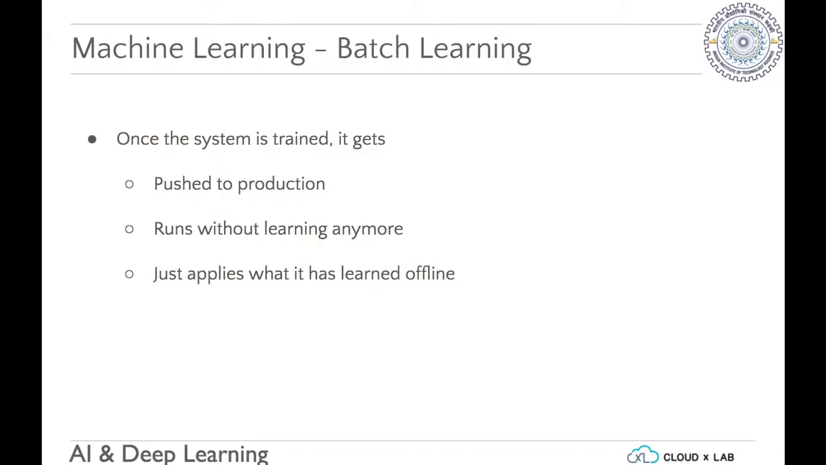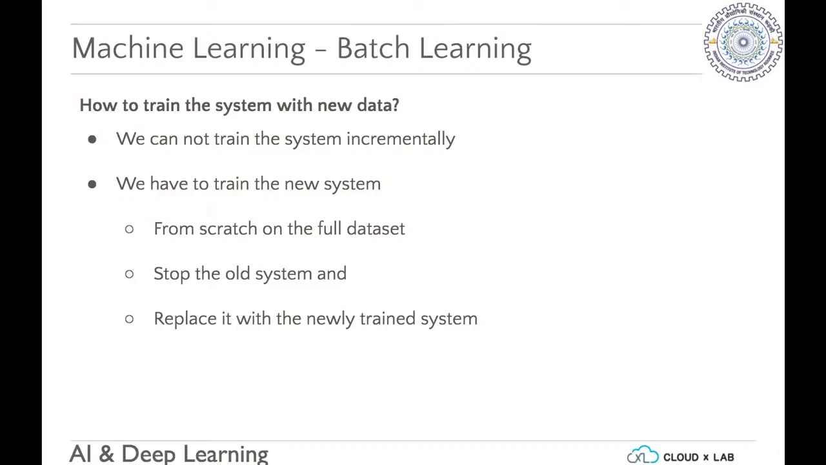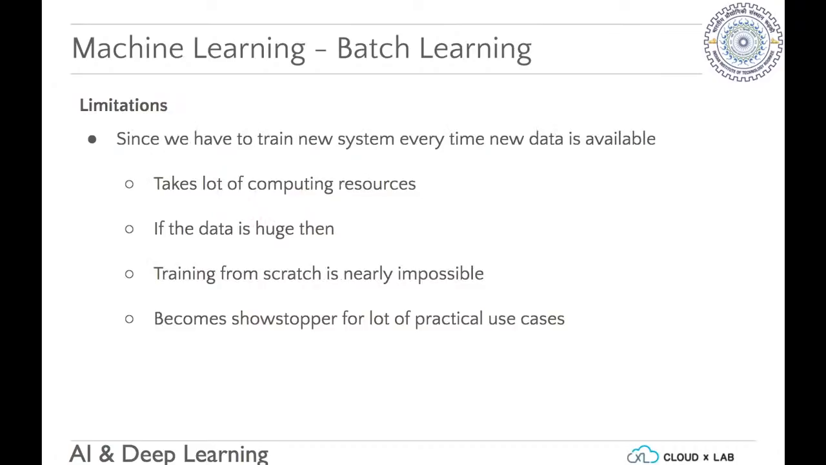Once the system is trained, it gets pushed into production, and it runs without learning anymore and just applies what it has learned offline. How to train the system with the new data? We cannot train the system incrementally. We have to train the new system from scratch on the full data set, right? We stop the old system, deploy the new system. The limitation is it takes a lot of computation time and so on, but this is something very popular.